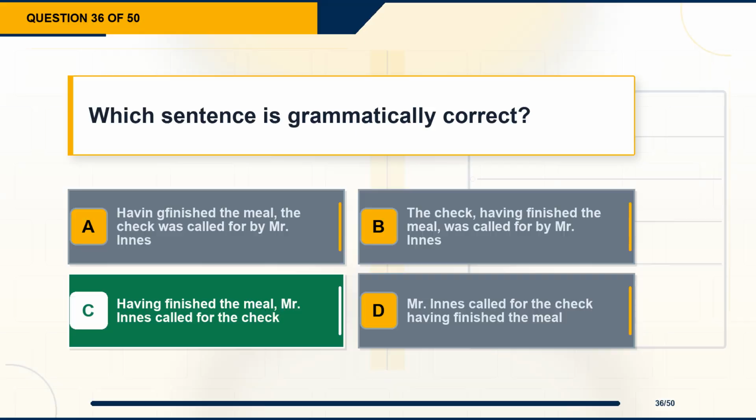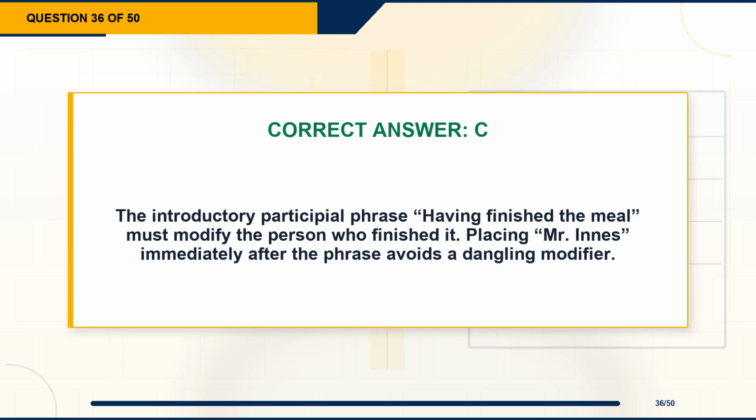The correct answer is option C, having finished the meal, Mr. Innes called for the check. Explanation. The introductory participial phrase, having finished the meal, must modify the person who finished it. Placing Mr. Innes immediately after the phrase avoids a dangling modifier.